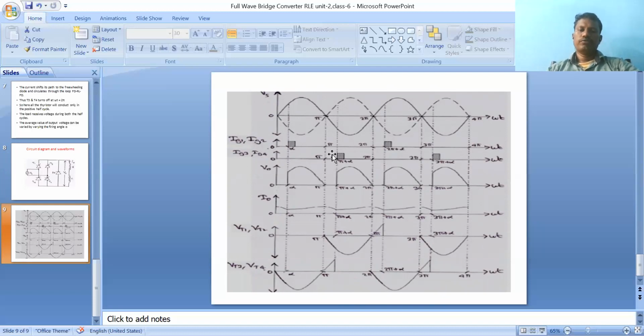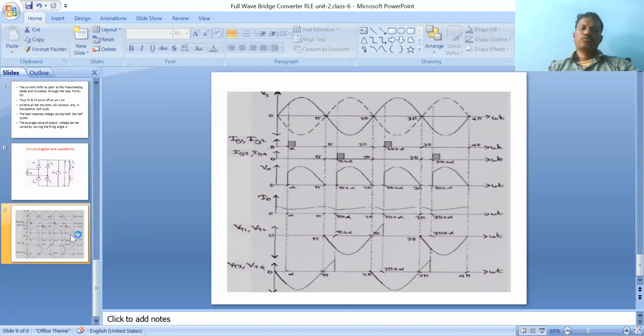The freewheeling diode stays in conduction until the firing pulse is given to the third and fourth thyristors. Once the firing pulse is given to the third and fourth thyristors, the freewheeling diode goes to off state, and T3, T4 are automatically in conduction state. Again, the output voltage follows the input voltage. It will be repeated depending upon the cycle. So in this case, the conduction period is alpha to pi only, not alpha to pi plus alpha. Even with the presence of the inductor, the conduction period is only alpha to pi, because of the presence of the freewheeling diode.